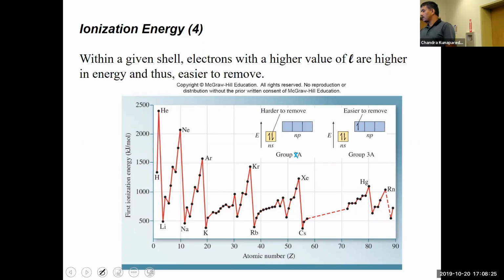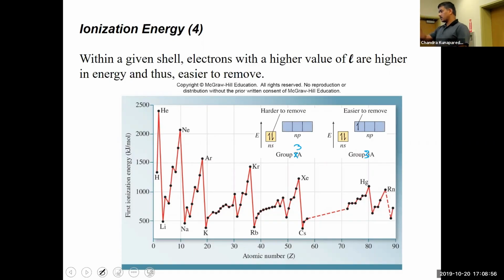This should be 3A as well. If we are talking about a similar example, we should be talking about the same 3A, because here we are talking about 3A. So it is a typo that it said 2A there. So if you have a group 3A element, and you're trying to put electrons in shell 3, either in the S or P, depending on where the electrons are going, you're going to predict how hard or easy it is to remove that electron.